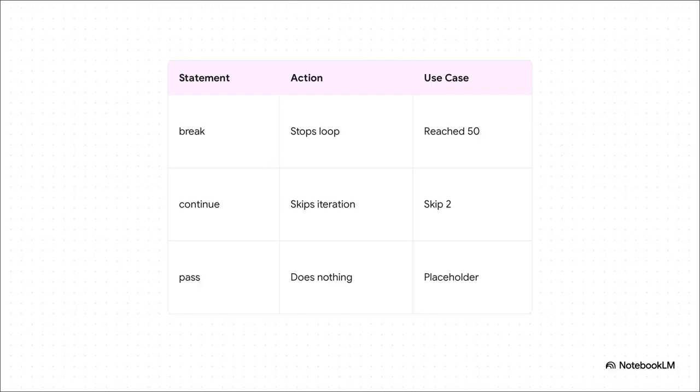Now, to truly take control of these loops, you have 3 special statements in your toolkit. First, break. It acts just like an emergency brake. It immediately stops the loop completely and exits. Then you have continue. That one is more like hitting skip on a music playlist. It skips the rest of the current iteration and jumps right back up to the top of the loop for the next round. Finally, we have pass. And pass does exactly nothing. Seriously. It simply acts as a placeholder for when you're mapping out your code structure but just aren't quite ready to write the actual logic yet.